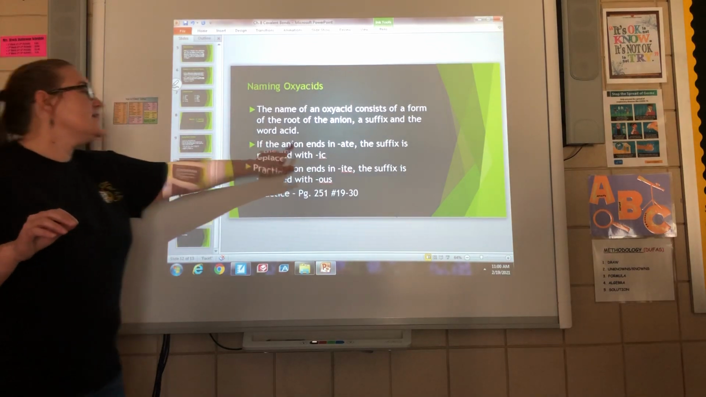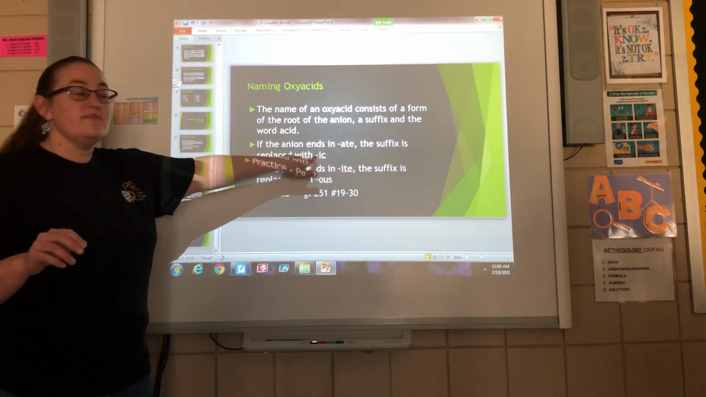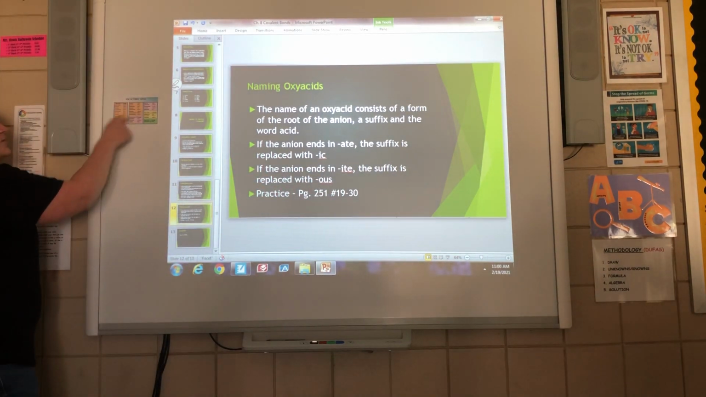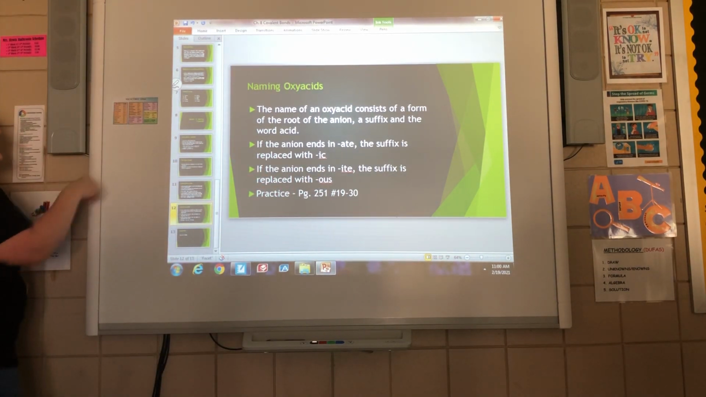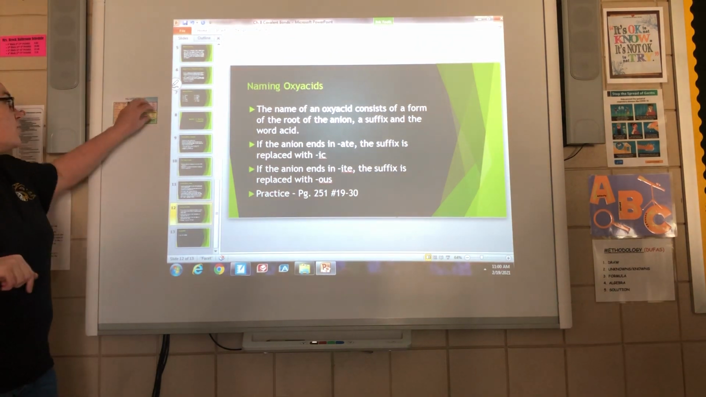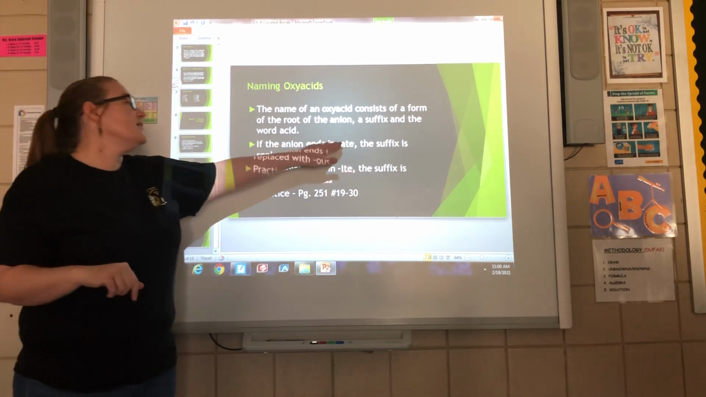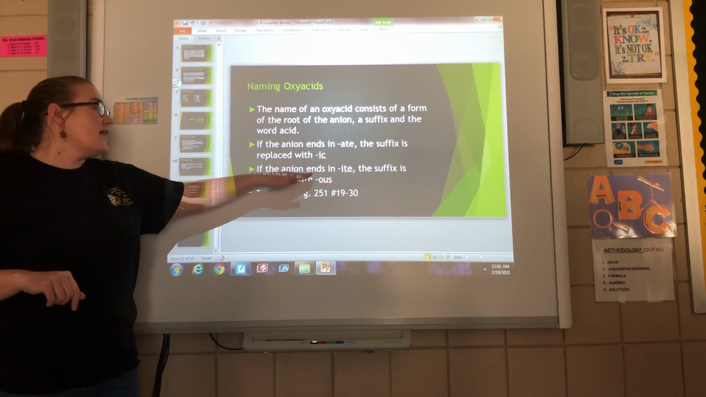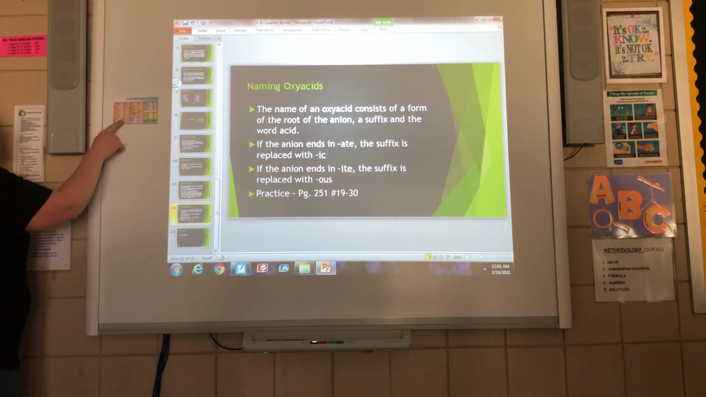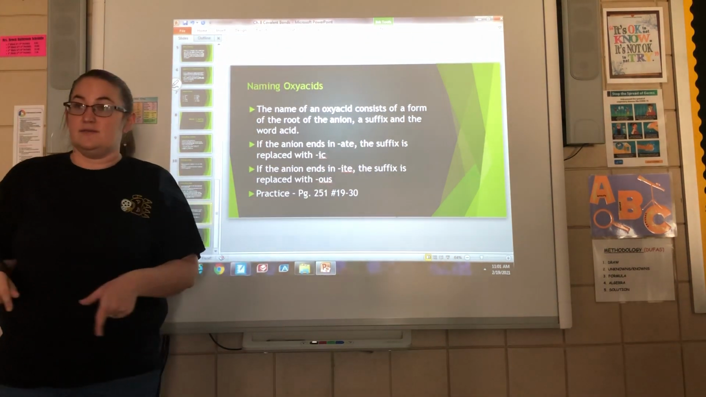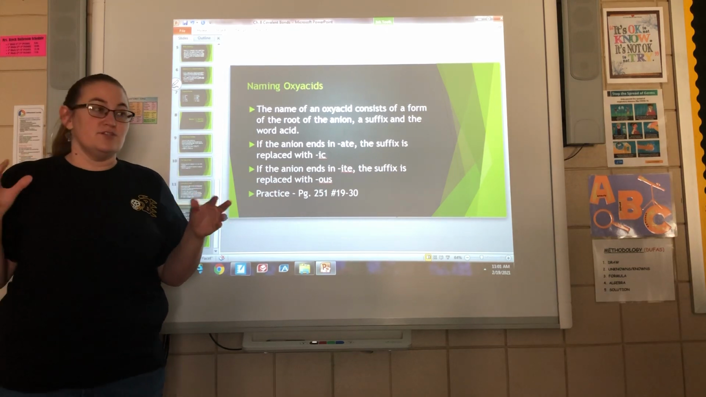If the anion ends in ate, you're changing the suffix to IC. What do I mean by that? If you look on your polyatomic chart, you're going to see sulfate, chlorate, carbonate, phosphate. So if you have one of those in your acid, you're going to change the ending to IC to name your acid. If the anion ends in ite, such as chlorite, bromite, iodite, nitrite, you're going to change the ending to OUS. Now that's a lot of information just to hear.